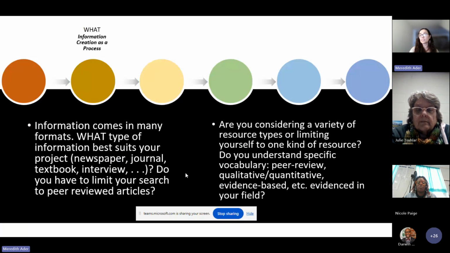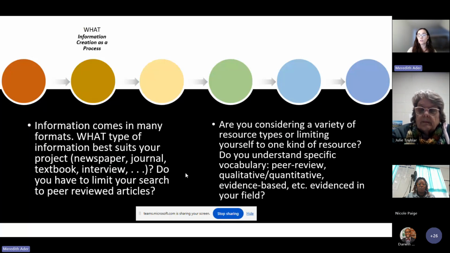It may be newspapers that are going to hold the most up-to-date information. It could be a journal. It could be a peer-reviewed journal. It could be textbooks. It could be interviews. I've said it before. It could be a blog. The point is, are you limiting your research in such a way that it's missing the best kind of information for your project? And do you understand the vocabulary that's associated with certain requirements?